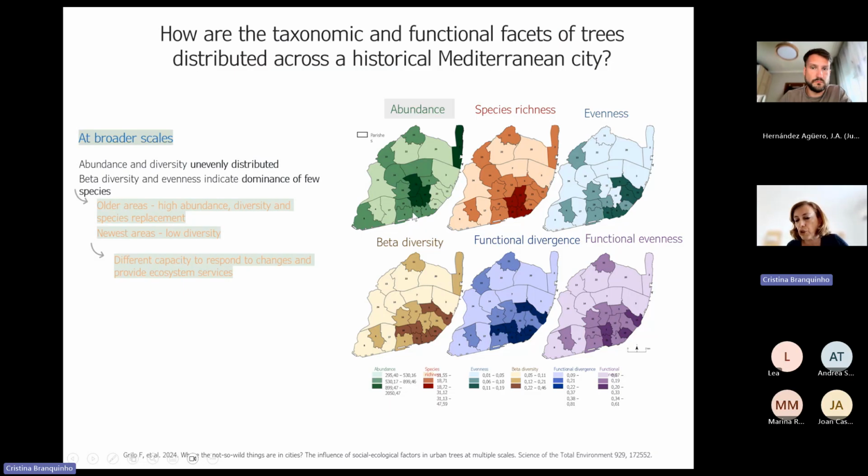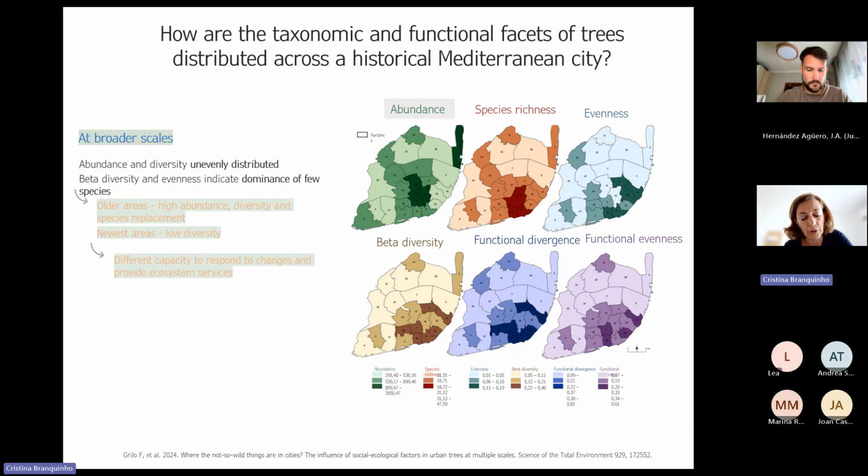So what we found when we projected a lot of indices of biodiversity in urban areas at the parish scale, we found that older parts of the city had more abundance, species richness, evenness, and also replacement of species, functional divergence, and functional evenness. So the central parts of Lisbon, probably mostly due to cumulative entrance of species, had the highest levels of diversity. And the newest parts of the city were less diverse, which is something we really need to look at, because apparently people are planting in a very homogeneous way.